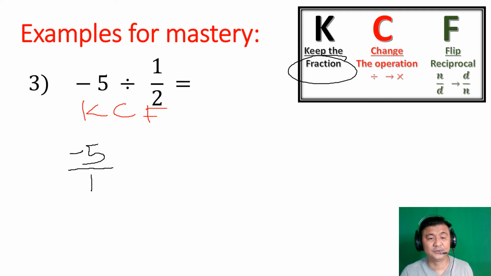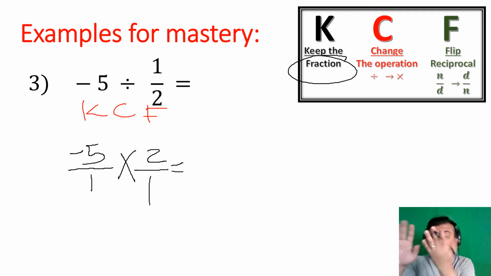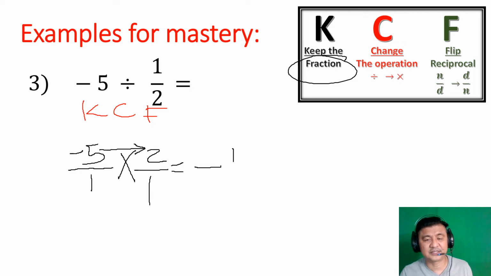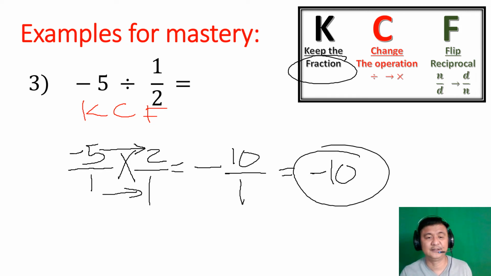Change now to multiply. Flip it. All right, that becomes 2 over 1. Okay, let's now identify the signs. Different signs, my answer will be a negative. All right, so let's just deal with that. 5 times 2 is a 10. All right, 1 times 1 is a 1. So a number over 1 is simply that number, negative 10. Okay, we got it? Good.